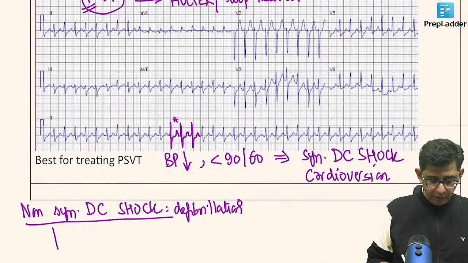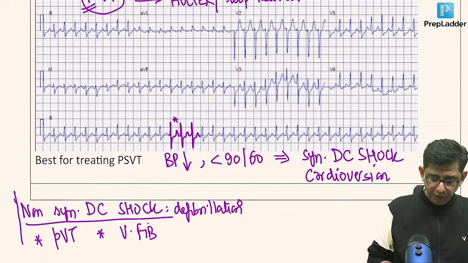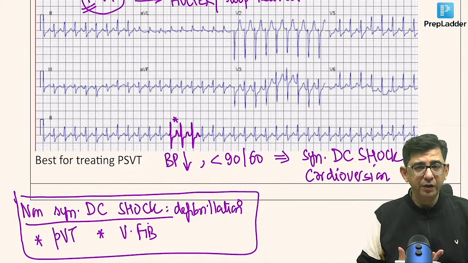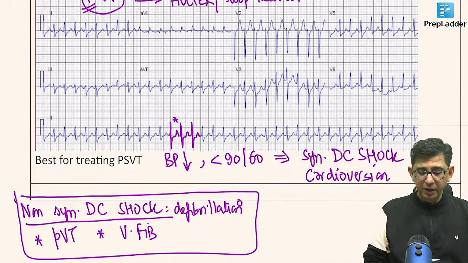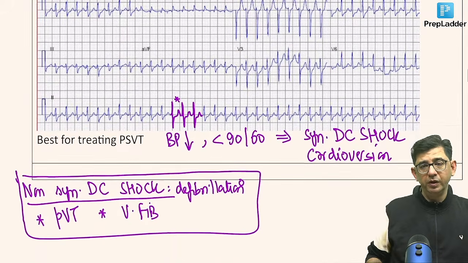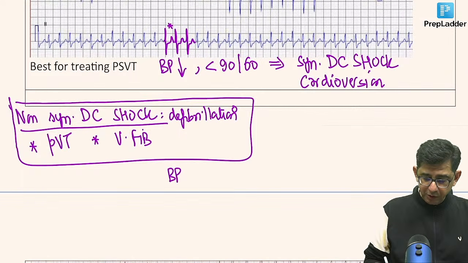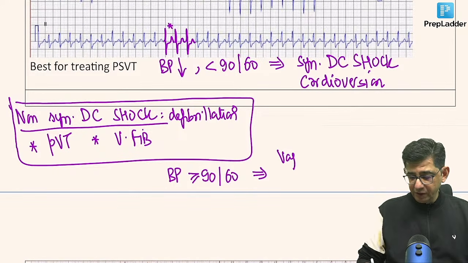Non-synchronized DC shock would be seen with respect to pulseless ventricular tachycardia, and the second one would be ventricular fibrillation. Apart from this, for all other tachyarrhythmias given in a question, you will always say, okay, I am going to give a sync mode DC shock for this particular patient. So for PSVT, if the BP is crashing, it's a sync mode. But suppose in the question, the blood pressure values are given to be at least 90/60 or more than 90/60, then you will go for vagal stimulation.